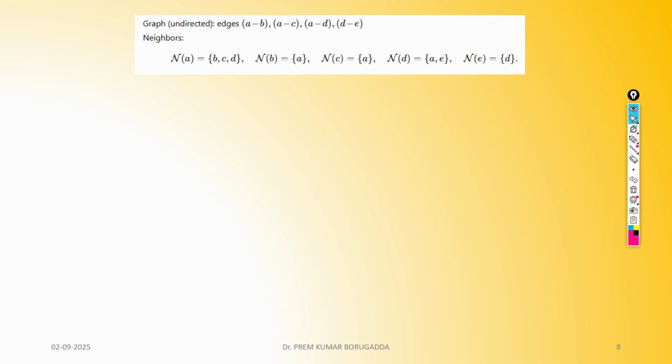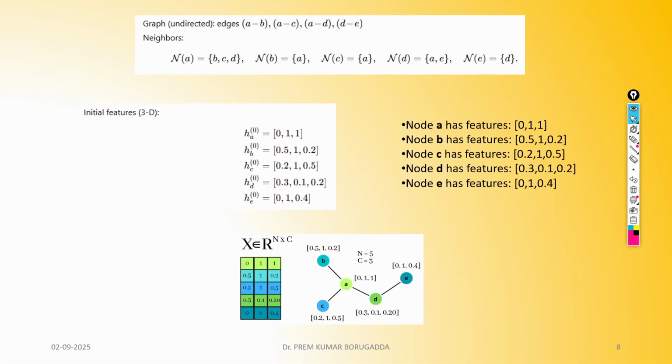Now the graph is an undirected graph. So the edges are A to B, A to C, A to D, A to E. For neighbors, N of A means the neighbors of A. Now you can see in this graph the initial feature vectors. The initial feature vector for A is 0, 1, 1. That is called h_A of 0.